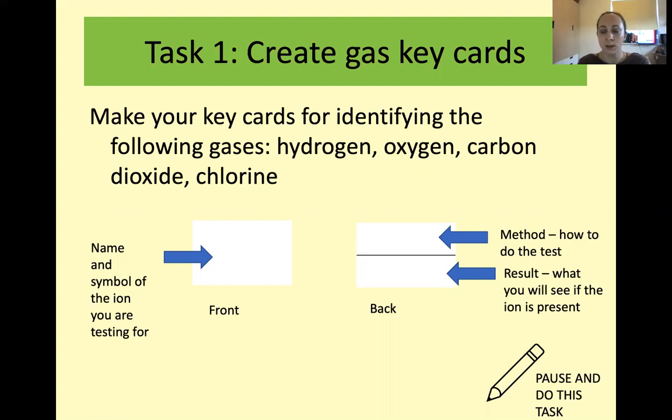What will you see if it's present? You'll hear a squeaky pop noise. So I want you to pause the video here and make your key cards for hydrogen, oxygen, carbon dioxide and chlorine.